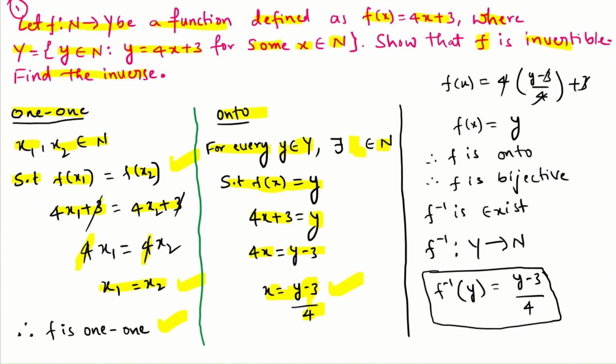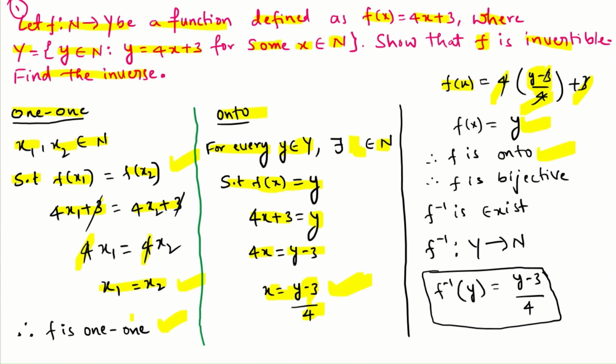Again, this value I am going to substitute in the given definition to check whether f of x gives y or not. f of x is equal to 4 into x. In the place of x I fill this one, (y minus 3) by 4, plus 3. Then 4 gets cancelled. Again y minus 3 plus 3, minus 3 plus 3 get cancelled. I got f of x is equal to y. From this, f is onto.